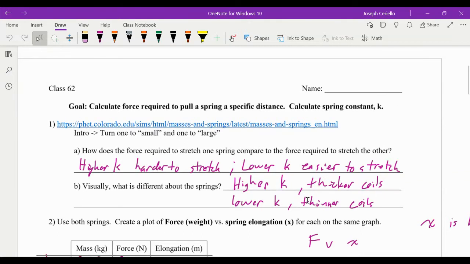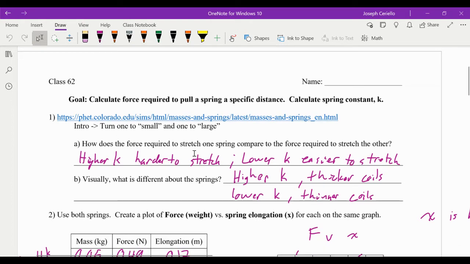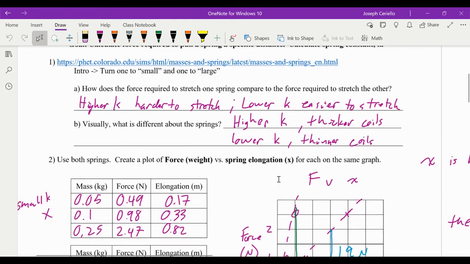Hey folks, looking at Class 62, we're going to start talking about some springs. We used a PhET simulation here, and one thing we found was that it's harder to stretch a thicker spring with a higher spring constant than it is to stretch a thinner spring with a smaller spring constant. We'll get into exactly what spring constant is in a bit, but for now, that's what we saw to start.